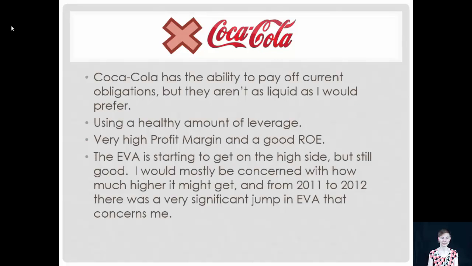Coca-Cola was the next. They had the ability to pay off current obligations, but they aren't as liquid as I would like. Using a healthy amount of leverage, which is good. They did have a very high profit margin and a good ROE. And the EVA is starting to get on the high side, but still good. I would mostly be concerned with how much higher it would get, because from 2011 to 2012 there was a significant jump in the EVA, and that concerns me a little bit.